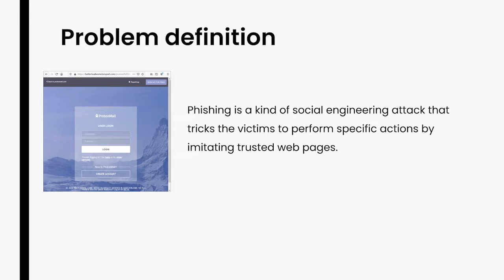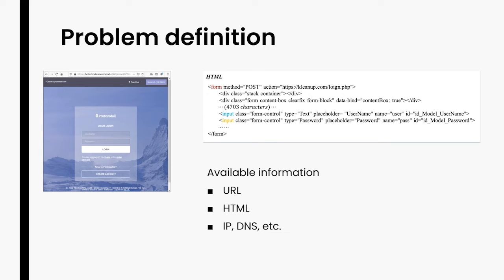Phishing is a kind of social engineering attack that tricks the victims to perform specific actions by imitating trusted web pages. It's currently one of the most prevalent attacks due to its effectiveness and low cost. The information used to detect phishing web pages includes the URL, the HTML codes, and other external information such as IP, DNS, etc. This gives an example of the HTML code of a phishing web page.